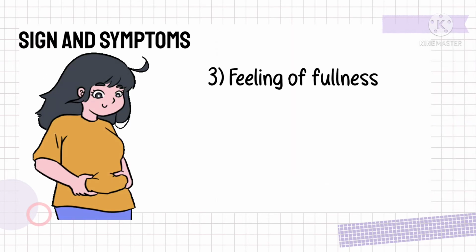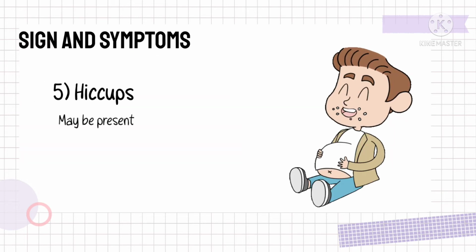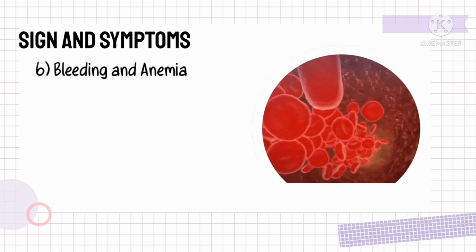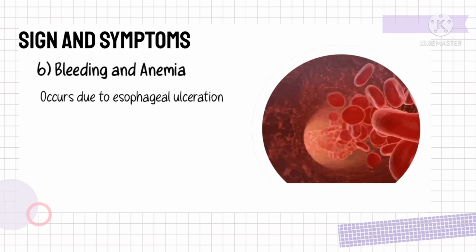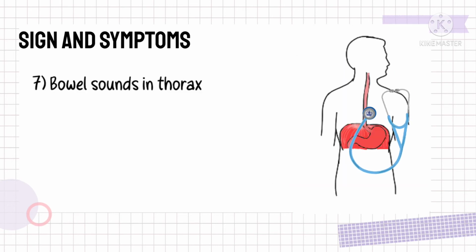The feeling of fullness also occurs as the stomach capacity decreases. Chest pain occurs as a result of the stomach putting pressure onto the diaphragm. The patient also suffers from hiccups. Bleeding and anemia occur due to esophageal ulceration, while bowel sounds can be heard in the chest region.